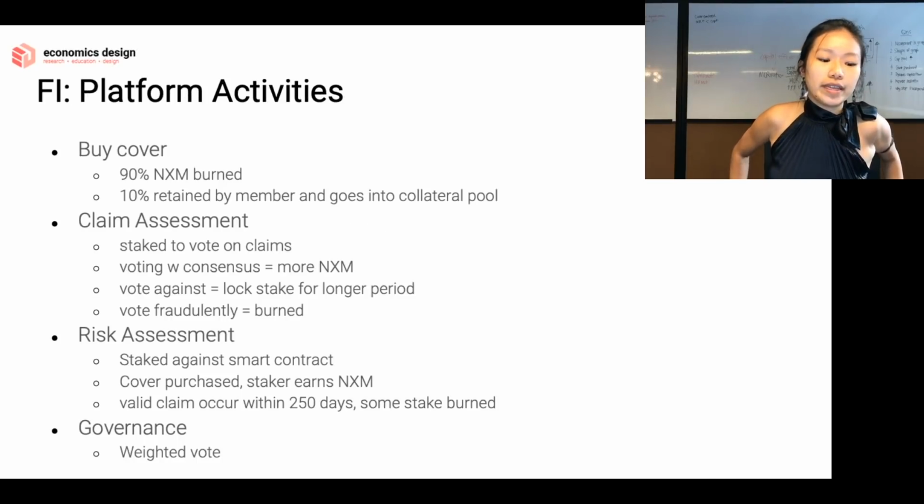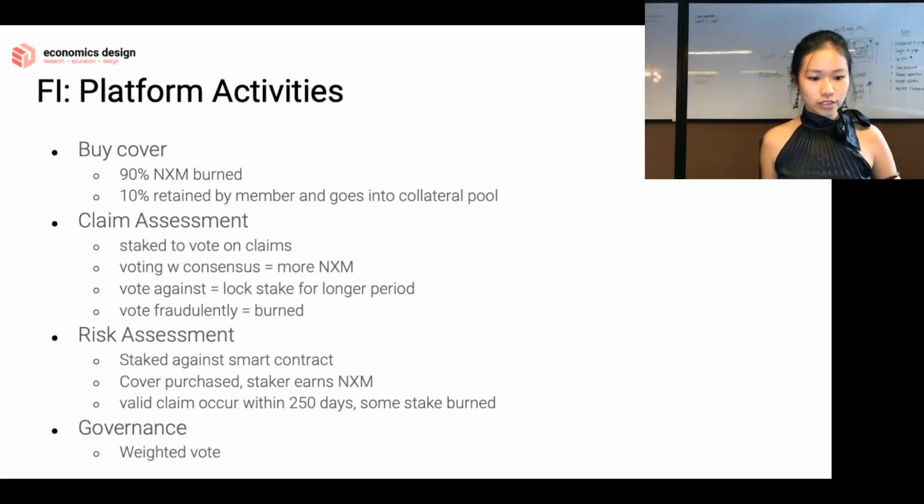Okay, what about the financial incentives? For financial incentives, we're going to look at platform activities. As I mentioned, there are four platform activities. You can buy cover, you can assess risk, you can assess claims, and you can vote in governance. So if you buy the cover, then 90% of the NXM used to buy the cover will be burnt. And when you burn the NXM, then the value of the remaining NXM increases. And then 10% of the NXM will be retained by the member and goes to the collateral pool.